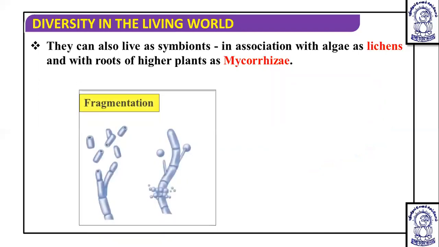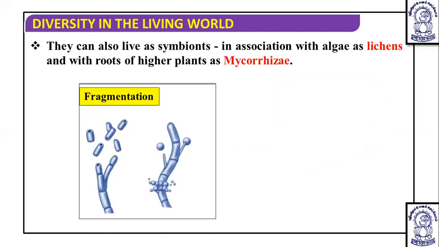So in fragmentation, what happens? The body is fragmented into different parts, and each part has the capacity to give rise to a new mycelium. The body gets divided into several fragments due to mechanical or environmental pressure, and each fragment can form a new mycelium. So this is known as fragmentation.